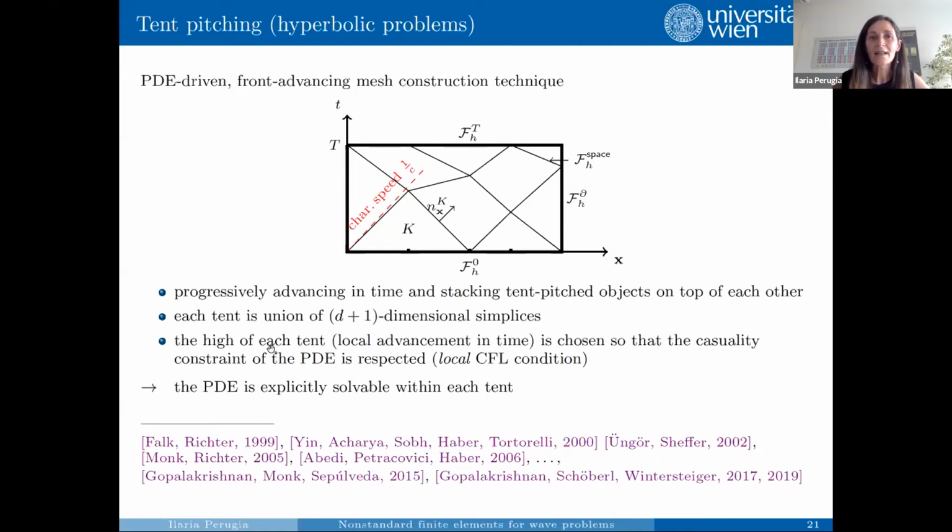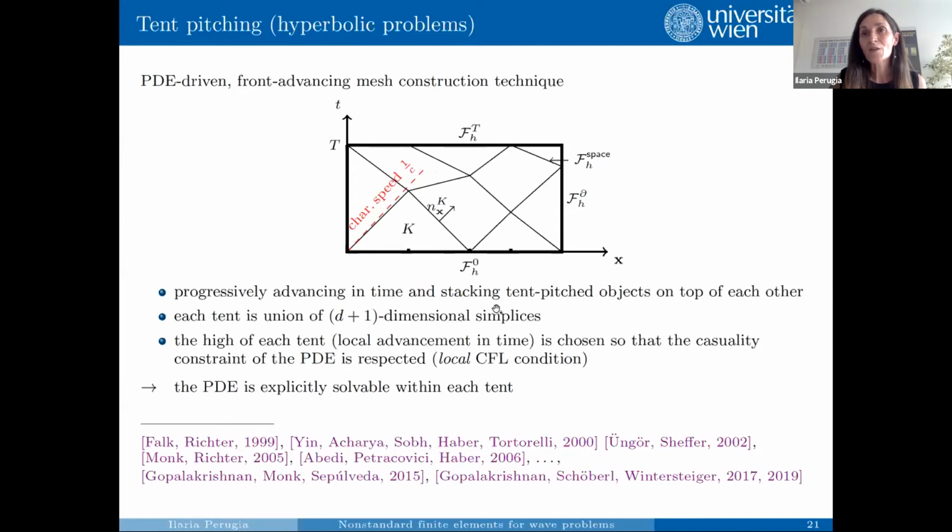And the height of the pole of each tent is chosen so that the causality constraint of the PDE is respected. So for instance, in the case of the wave propagation problem, if c is the wave velocity, and assuming that it is constant here, then this red dashed line is the line of slope 1 over c. So if you have a tent, you want the pole to be such that the tent is below this characteristic.